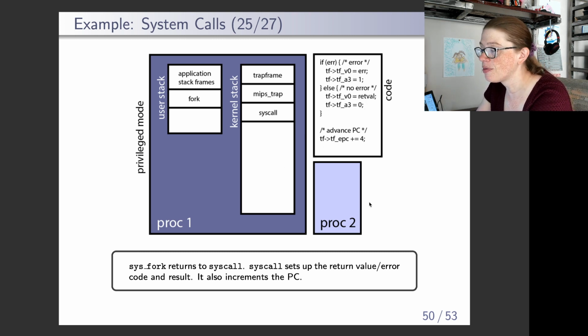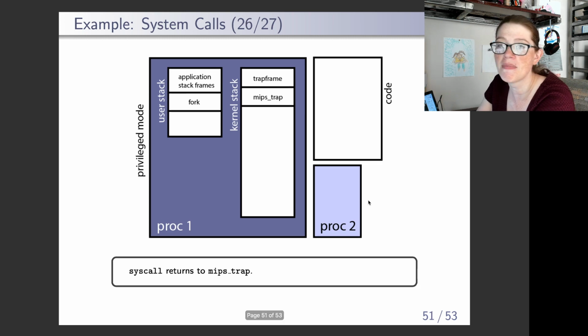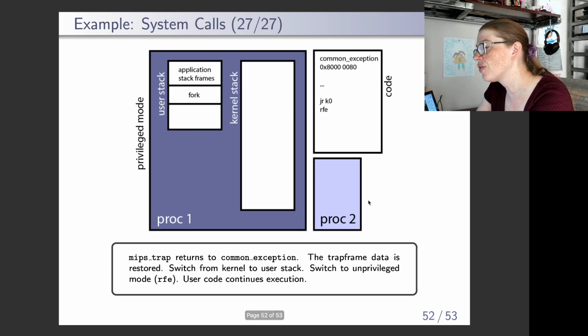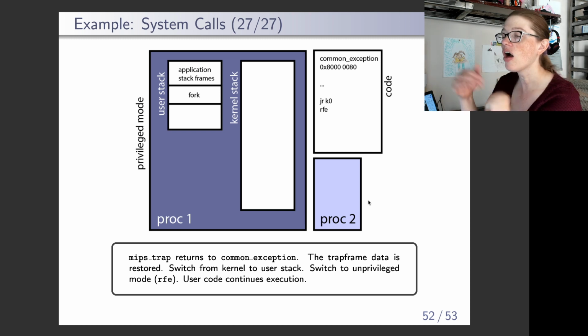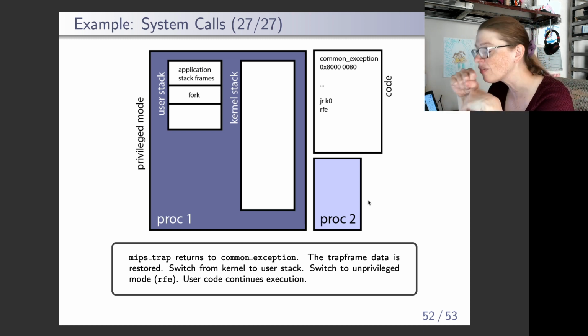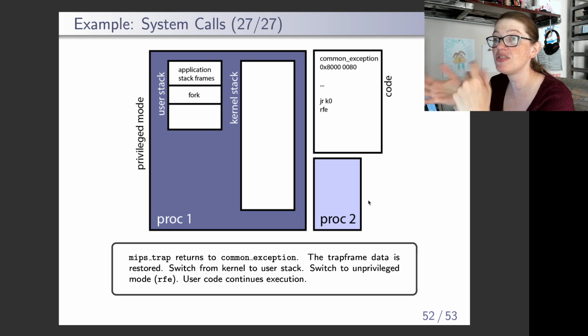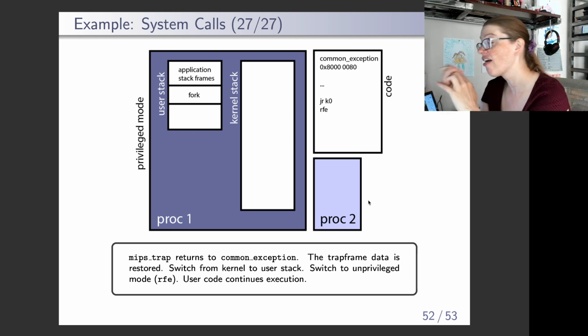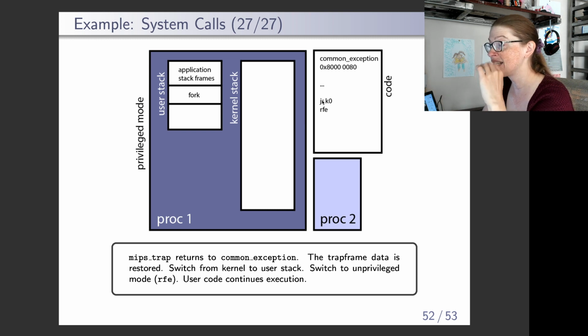And then we increment our program counter. We return from syscall to MIPS trap. And then from MIPS trap, we're going to return to common exception. Common exception is then going to restore the trap frame. And then it's going to switch from using the kernel stack back to the user stack. And then the last thing it does is it jumps.